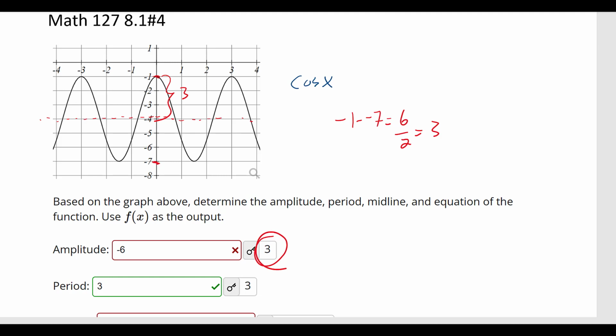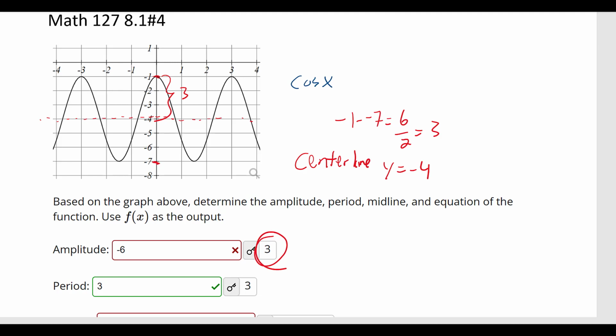And the center line I'm going with, so -1 to -4 is 3, -4 to -7 is 3, so 3. So our -4 is our center line. Y equals -4.